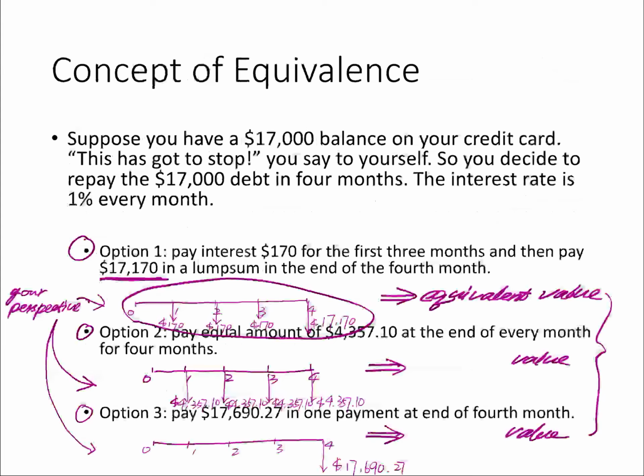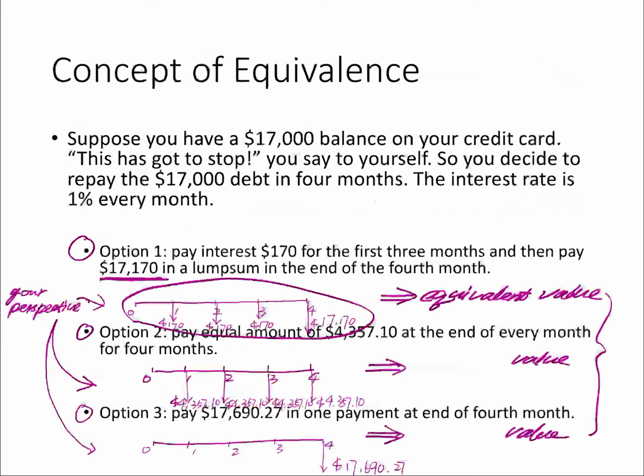Like in this example, you have a balance of 17,000 on your credit card. Now you say, okay, I need to stop this. I want to pay it off in 4 months. But you have three options. You can pay the same amount every month, and then in the last month you pay whatever is left. The second option is you pay a bigger amount, but it's the same every month, and you do that 4 times, and then in the end you pay it off.